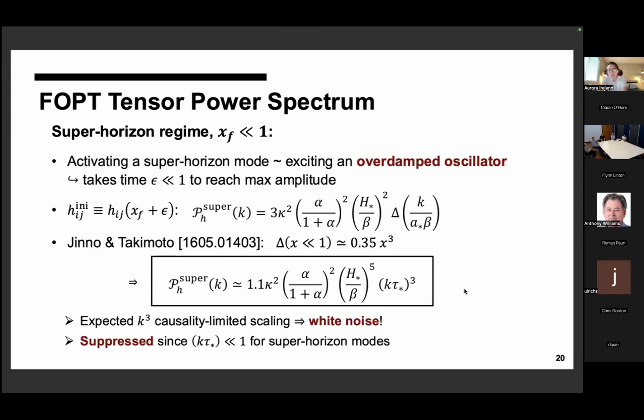Yeah, and there's two things I want to point out here. One is that this has the expected k to the third causality limited scaling. By causality limited, I just mean that these are modes whose wavelengths are much larger than the spatial correlations of the source. And because of that, it's actually kind of agnostic to the microphysics here. It's just this universal scaling. It's called white noise. And then the other thing is that this is going to be really suppressed because for these superhorizon modes, this combination k tau star is much smaller than 1. This thing goes like that to the third. So, as promised, it's suppressed.